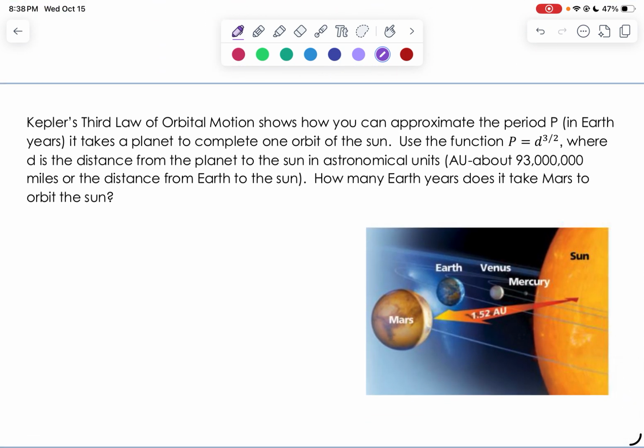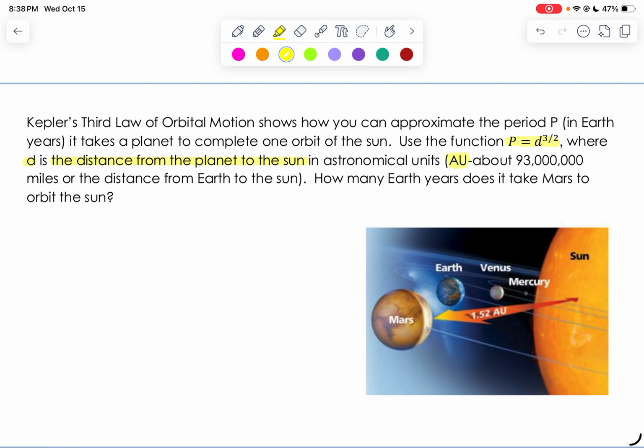So Kepler's third law of orbital motion shows how you can approximate the period P in Earth years that it takes a planet to make an orbit around the sun, okay? Or an orbit of the sun. So here's our function for that. Where D is the distance from the planet to the sun in astronomical units, or AUs, okay? And just so you know that 1 AU is 93 million miles, so it's very far, okay?